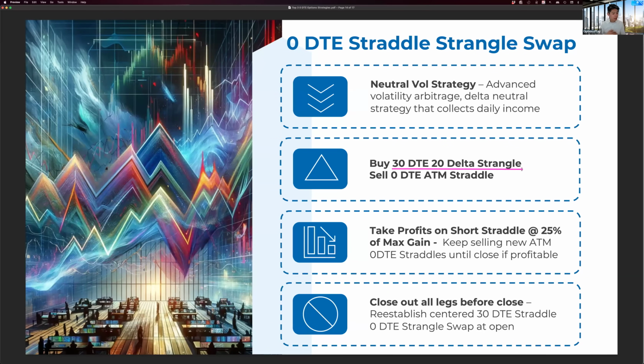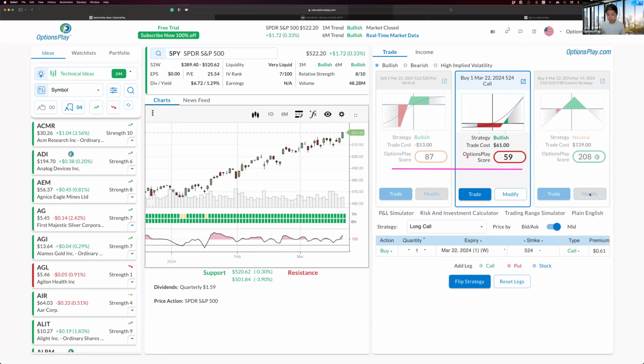Like I said, this is an advanced strategy, but for those of you that have a foundational knowledge of option strategies, this is kind of the deep end of the pool, but this is one of the more profitable strategies of selling 0 days expiration. But let me just walk you through a real example because that's going to help you better understand this.